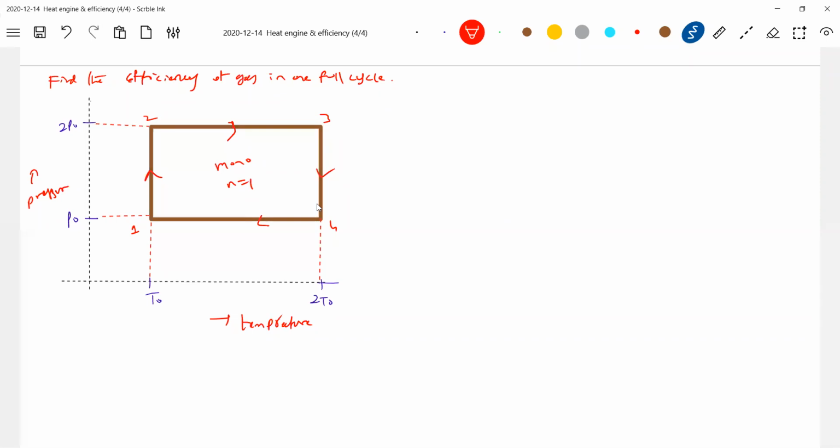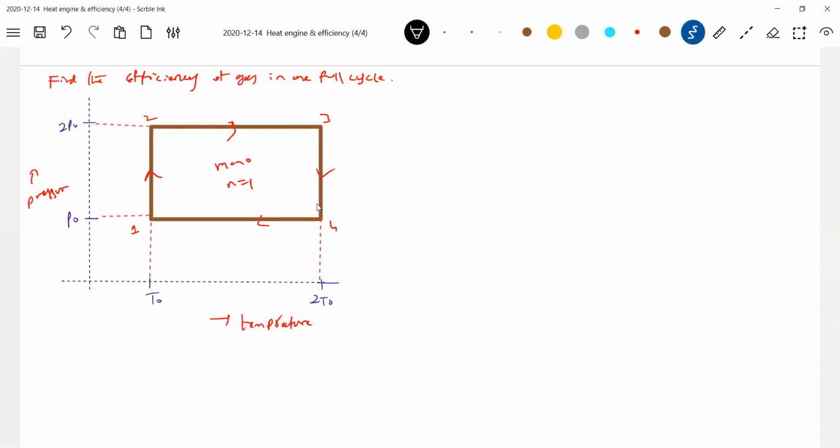Shall we go for area under the PT graph? The answer is no. Only in the PV graph, area under the curve is work done. In the PT graph, area under the curve will not be work done. So what is the method now? Either you calculate work done in each path and calculate the net work done, or else go for Q positive, Q negative. I think Q positive, Q negative will be the preferred one.